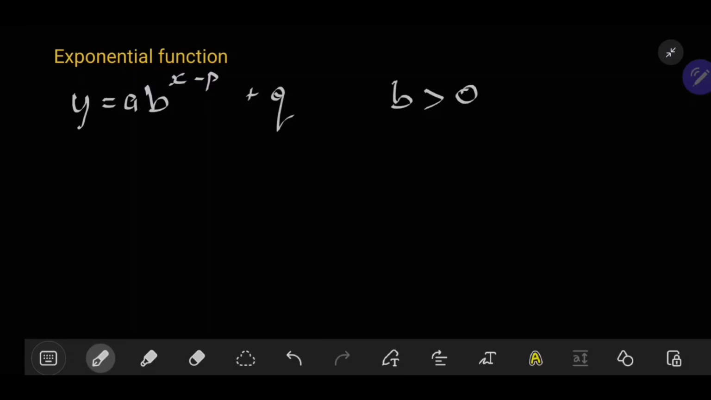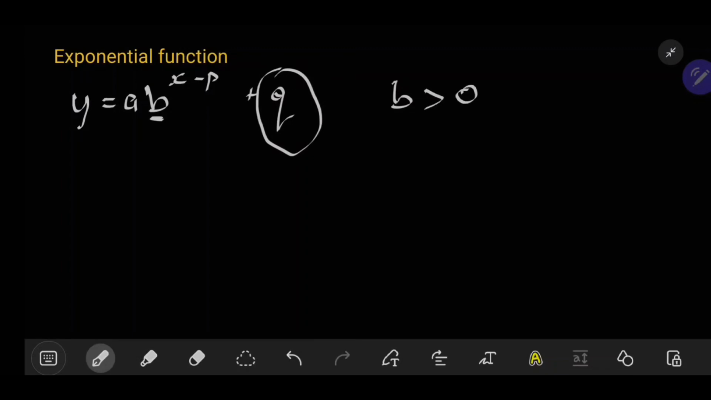Now when we explore this, the value of a determines the shape of the graph as well as the side of the asymptote where the exponential graph lies. The value of b determines whether the function is increasing or decreasing. Then our q value determines the vertical shift, and also the horizontal asymptote.